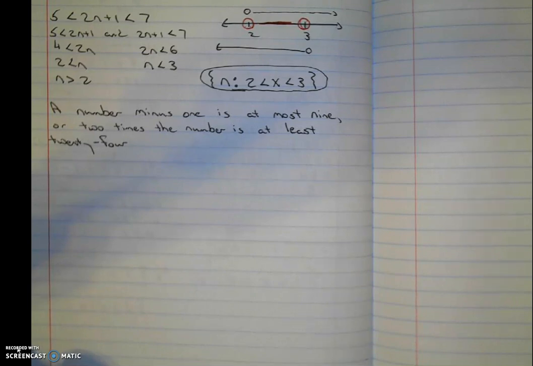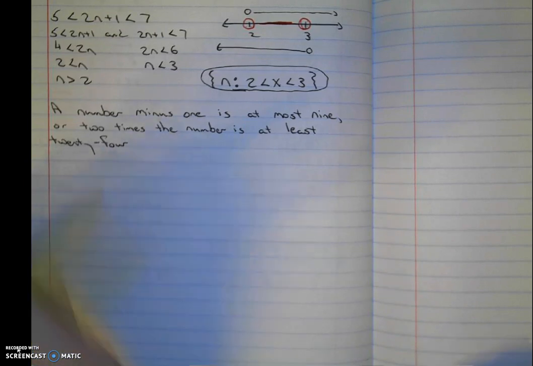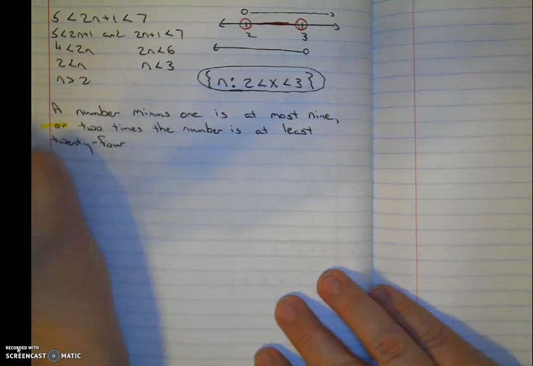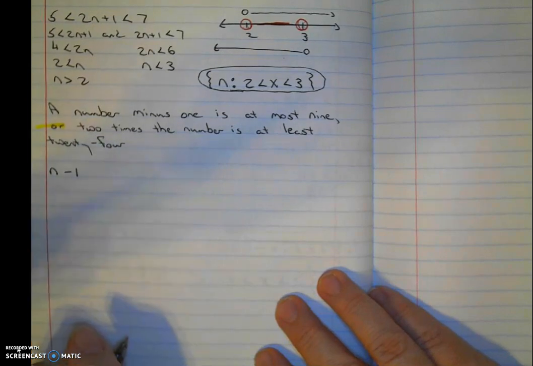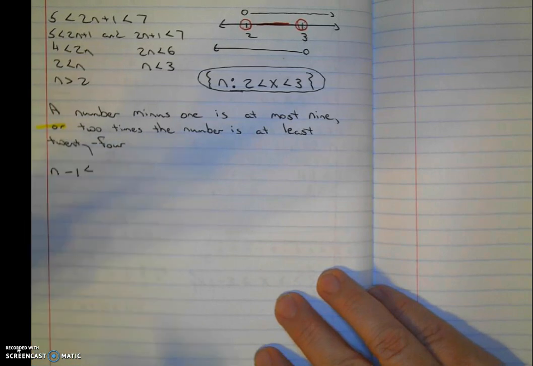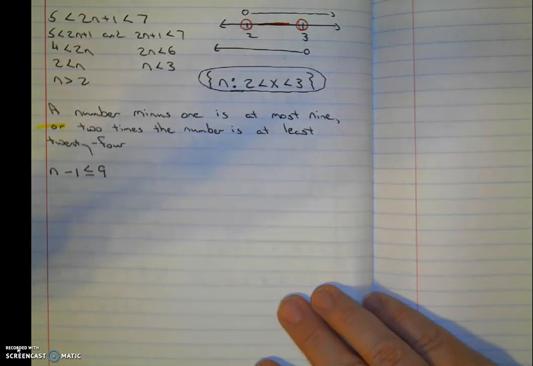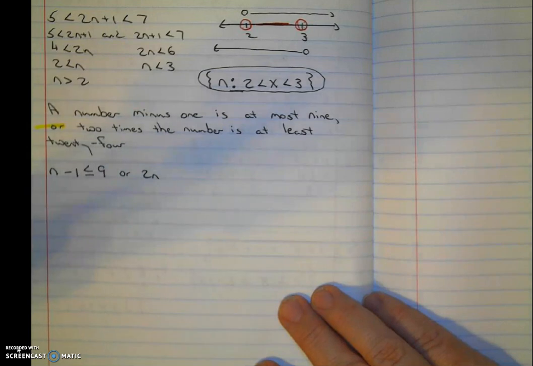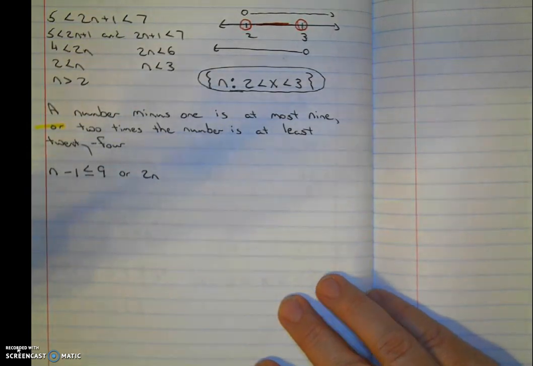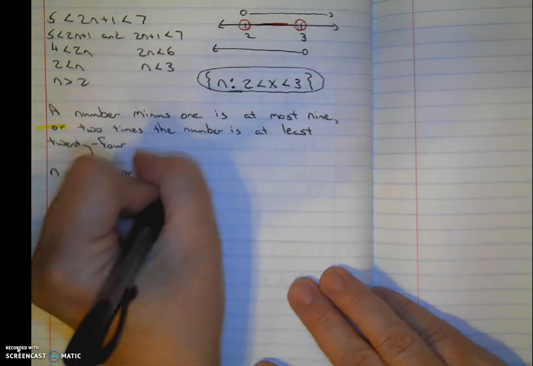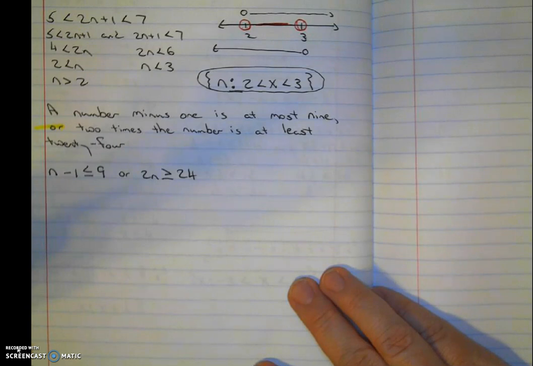Okay, so this problem we have is a number minus 1 is at most 9, or, so it's an OR problem, 2 times the number is at least 24. Our number minus 1 is at most 9. For it to be at most 9, it can be less than 9, or it could be equal to 9. So that would be n minus 1 is less than or equal to 9. Or, here's my word or, 2 times the number, so 2n, is at least 24. If it's at least 24, it has to be bigger than 24 or it could be equal to 24. So 2n is greater than or equal to 24.